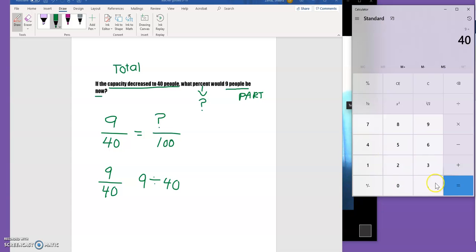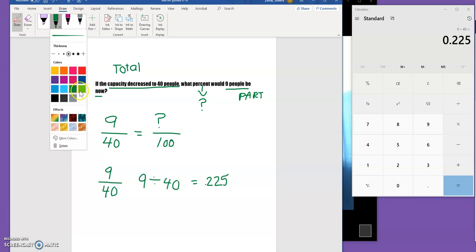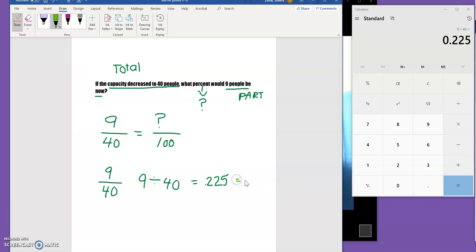9 divided by 40 is 225 hundredths. And so now to go from the decimal form to the percentage form, I am going to rewrite this as a fraction again, 225 thousandths. Knowing percent is out of 100, I can then divide, and this becomes 22.5 out of 100.